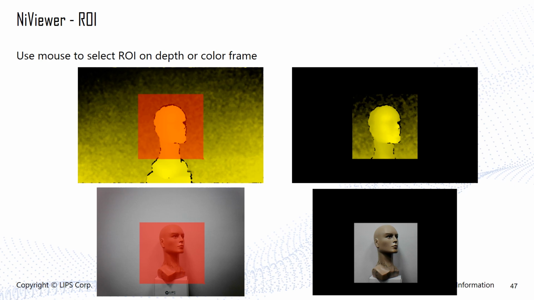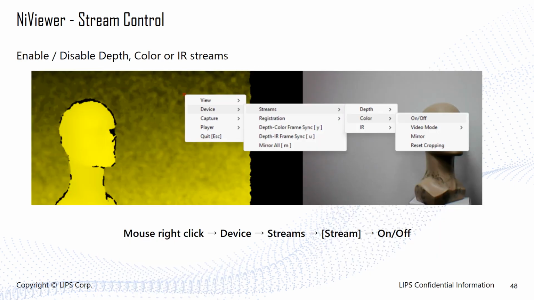Another feature is using the mouse to draw a region of interest. The region of interest helps the viewer focus on the location of interest. To enable or disable depth, the mouse right-click can be used to display a selectable menu, in which we navigate from device to streams, and from the menu, either depth or color, we can turn it on or off.